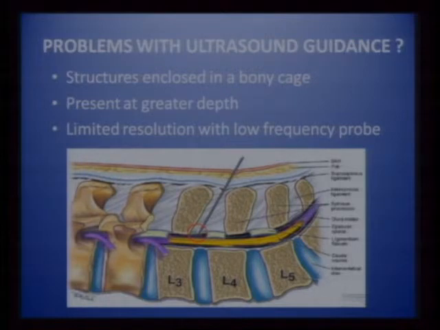So the problem with ultrasound guidance for neuraxial blocks is that the structures are enclosed in a bony cage, and you know that bone does not transmit ultrasound waves. So it is quite difficult trying to pick up structures in between the windows that you have between these spinous processes. So the angle from which you can view these structures is quite limited. And these structures are present at a greater depth, which means you need to use a low-frequency transducer, which by definition does not give you a very clear image. And that is the problem when you use a low-frequency transducer.